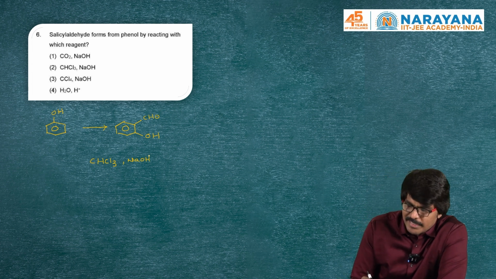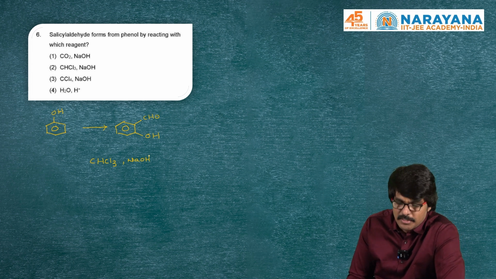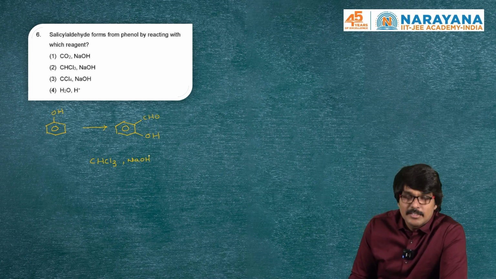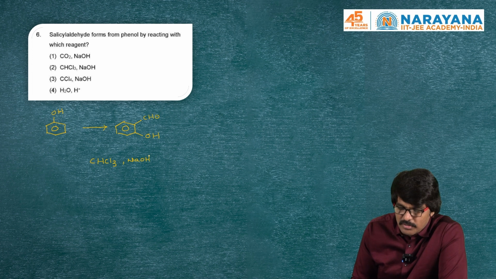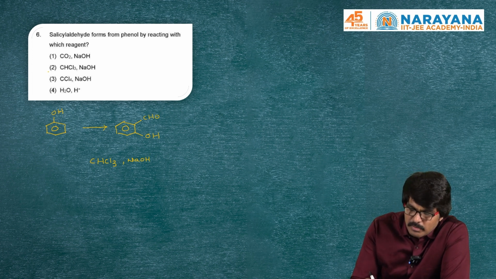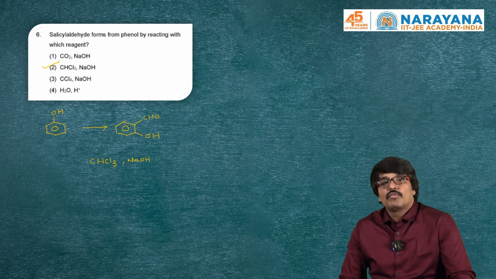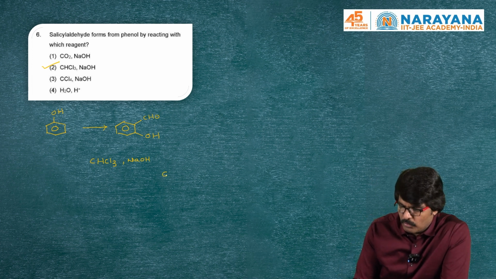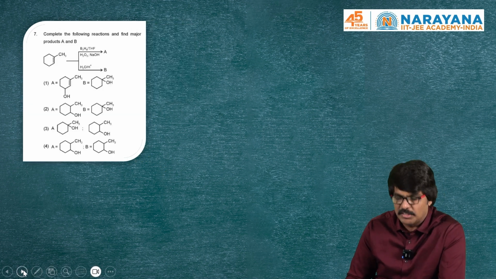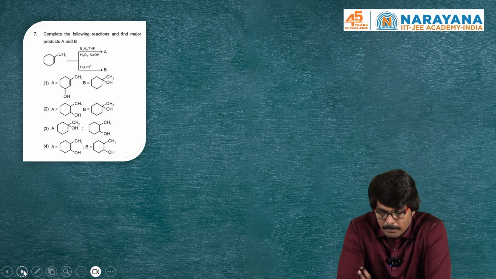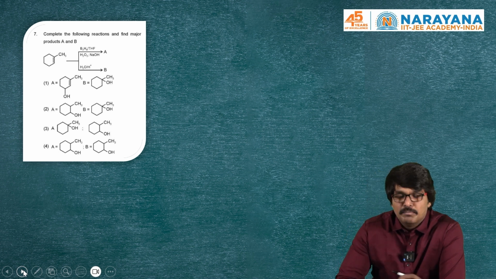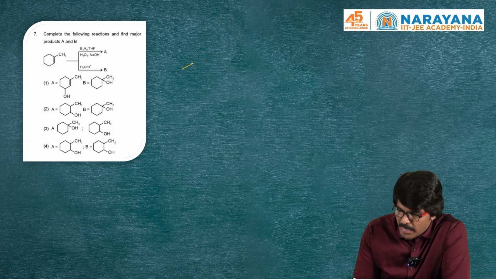So it is basically an electrophilic substitution reaction, installation of formyl group. This reaction is the Reimer-Tiemann reaction. So the suitable reagent for this transformation is chloroform and NaOH. If you can recollect, the electrophile in this is dichlorocarbene. Yes. And the next question, complete the following reactions and find major products A and B.